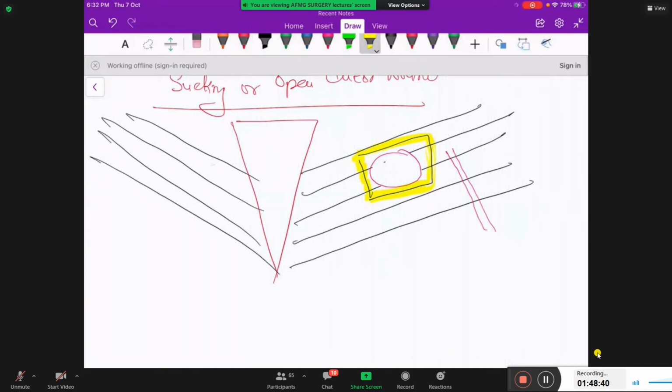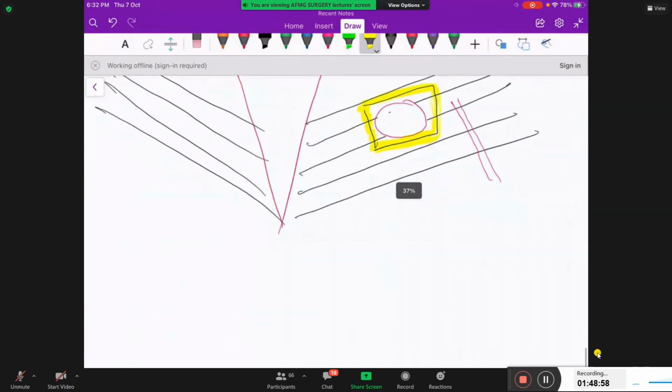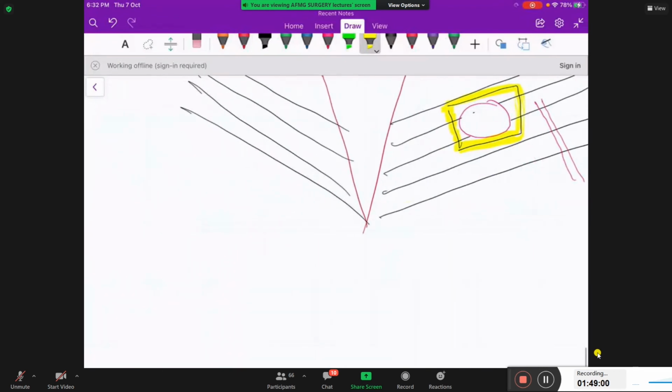Because if we cover all the 4 sides up front, the air which was trapped inside will get trapped and it will lead to tension pneumothorax. So we will keep a vent for the air to go out and then put a chest tube and then proceed. Okay, so this is what we do in a sucking or an open chest wound.